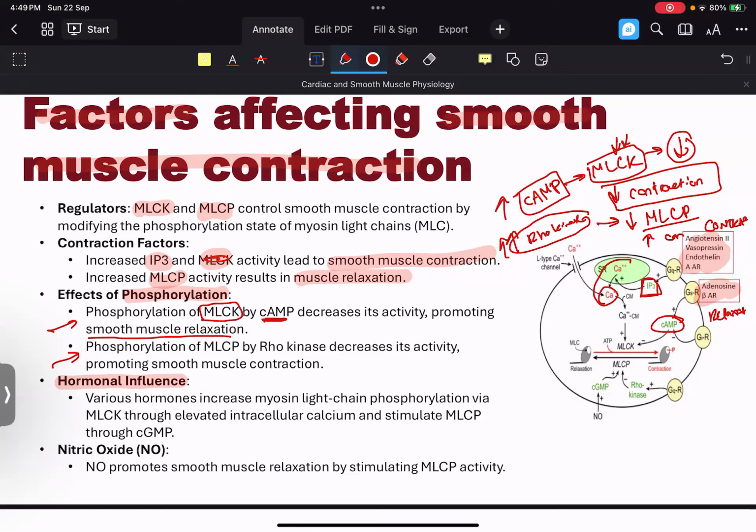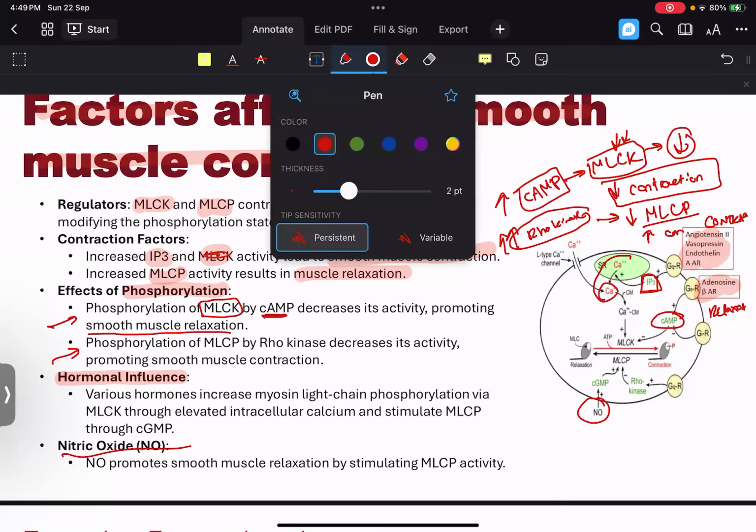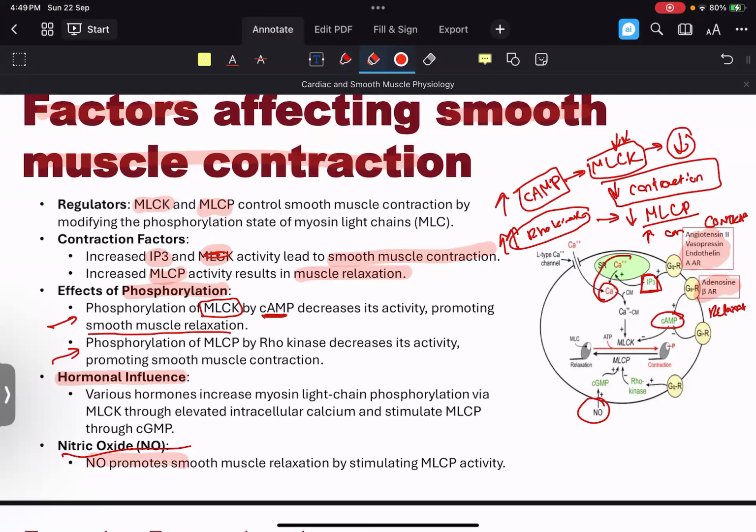Okay, great. And then we have the nitric oxide. Nitric oxide, you just need to remember this. Nitric oxide will act on the MLCP and cause relaxation. Can you repeat briefly? Yes, I can.